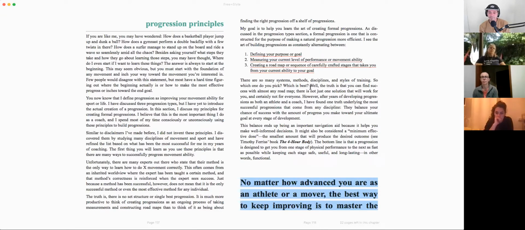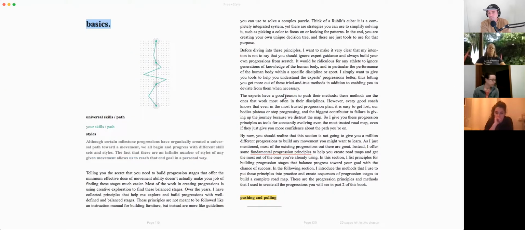Now, I have this little quote here, which is that no matter how advanced you are as an athlete or mover, the best way to keep improving is to master the basics. So what are the basics really? Well, the basics are the most universal movement patterns. And the most universal movement patterns are the ones that when you look around the world, we are all participating in.